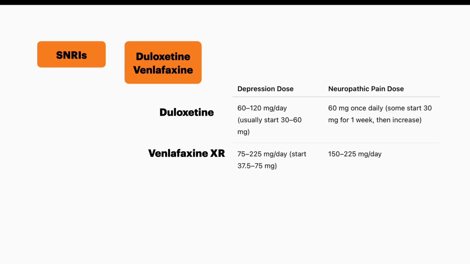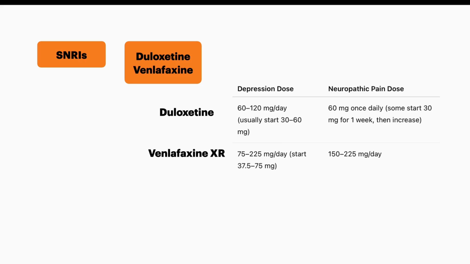We have the SNRIs. We have duloxetine and venlafaxine. These two medications may sound familiar to you because we use them as well for neuropathic pain, right? Most commonly in people with diabetes who have developed some complications in the nerves, right? We have a different kind of dose if we use them for depression or for neuropathic pain. But actually, it can be a very similar dose either way, for either depression or neuropathic pain.